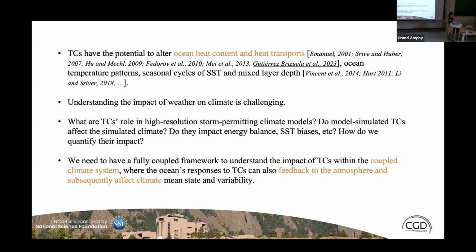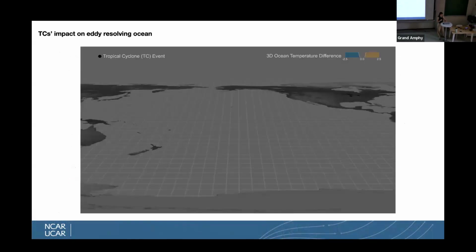Maybe two years ago, maybe longer than I remember, we designed an experiment to try to understand this process, which I will show in a minute. But before that, you may be asking, now you're talking about tropical cyclones and the climate models. Can the climate models even capture this process? So what I'm going to show you is a visualization from years ago about TC's impact on the ocean.